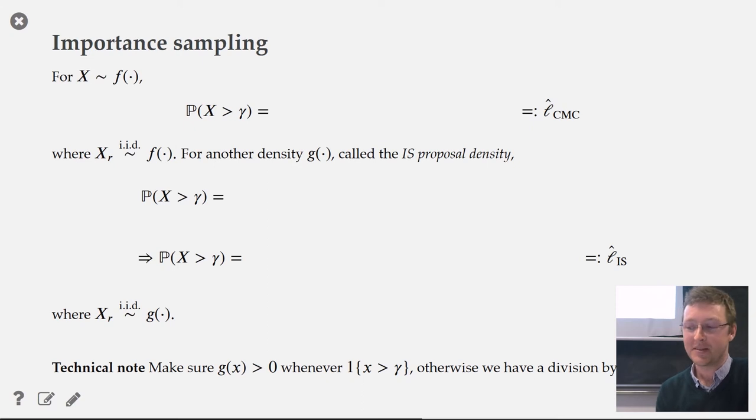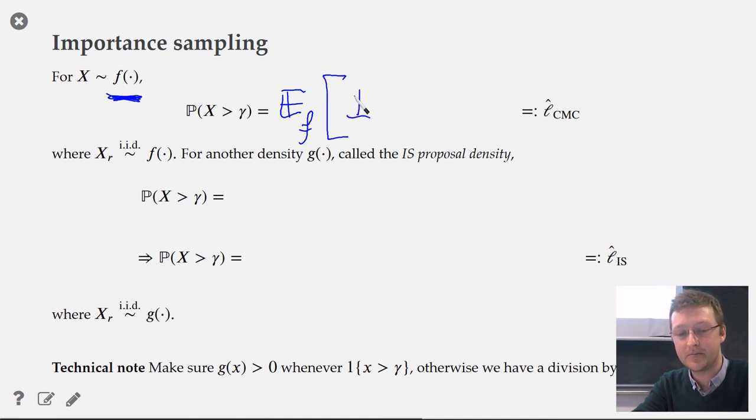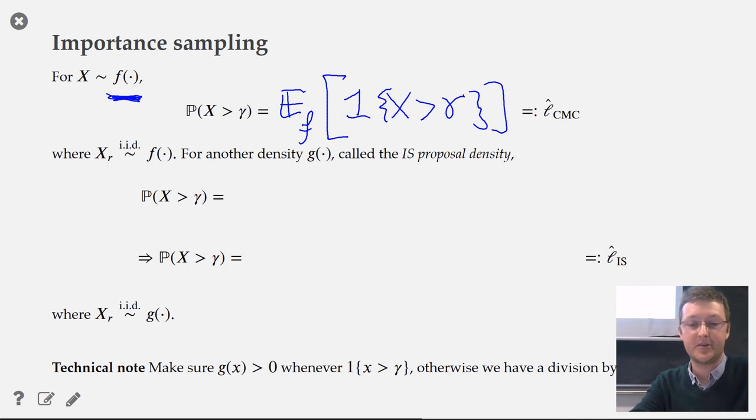So next comes the most central tool, I would say, of the next few hours of class, which is importance sampling. The trick is, instead of estimating the probability that X is greater than gamma using the original distribution that it came from, you look at it as this expectation of the indicator. Here I'll write a small f underneath the expectation operator to reinforce that X is distributed as that from that density f.